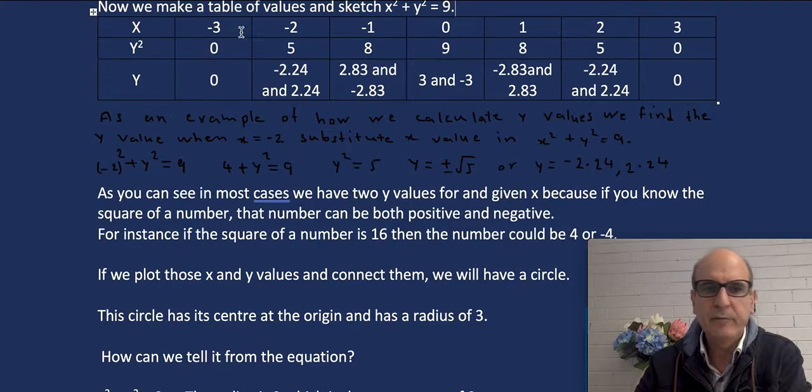Okay, except for this one, which has only 1 y value, and for 3, which also has only 1 y value, the rest all have 2 y values. So this means the point on my graph is minus 3 for x and 0 for y. This means the point on the graph is minus 2 for x, minus 2.24 for y, that's 1 point. The other point is again minus 2 for x, but 2.24 for y.